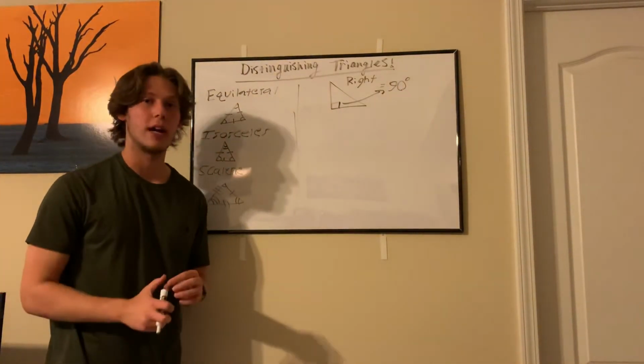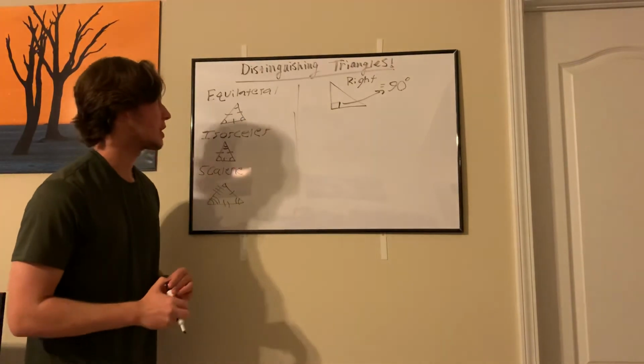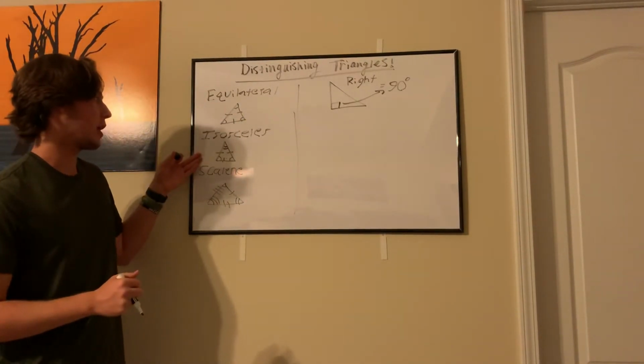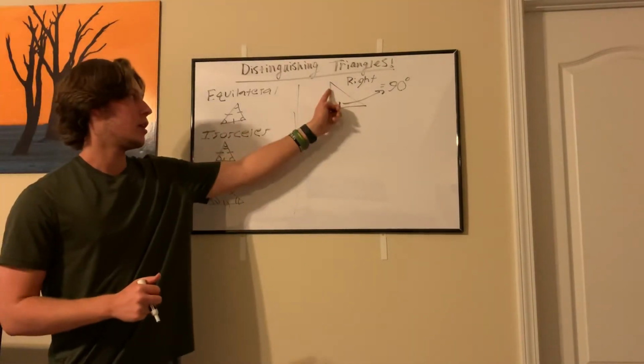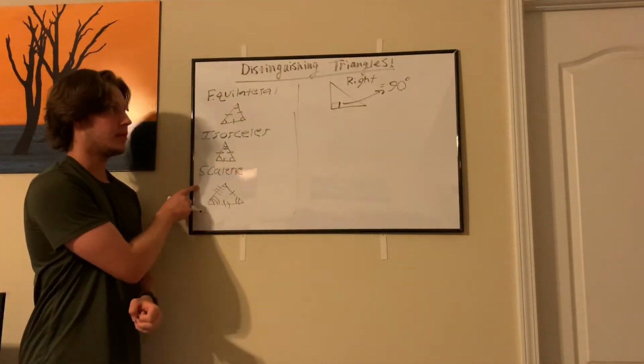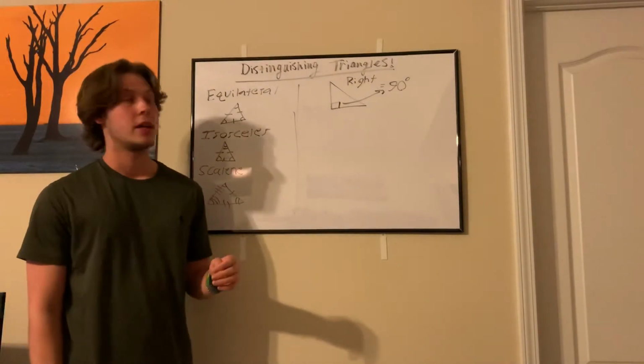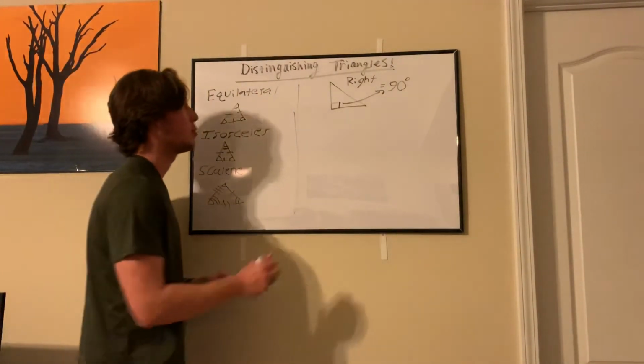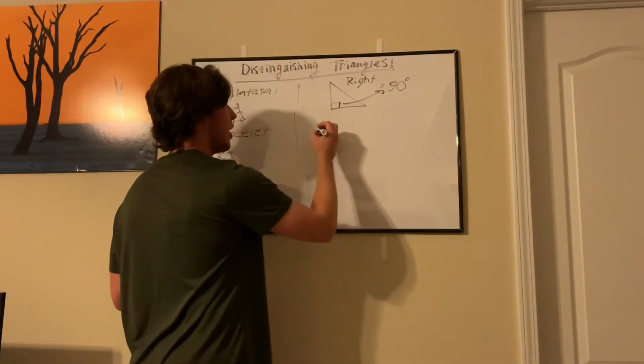This can be categorized into multiple different main categories. It can be categorized into either the isosceles triangle, where two sides are equal, or it can be categorized into the scalene, where no side lengths are equal and no angles are equal. So we'll move on from the right triangle.